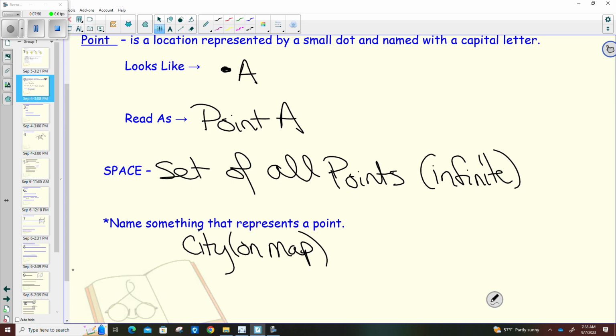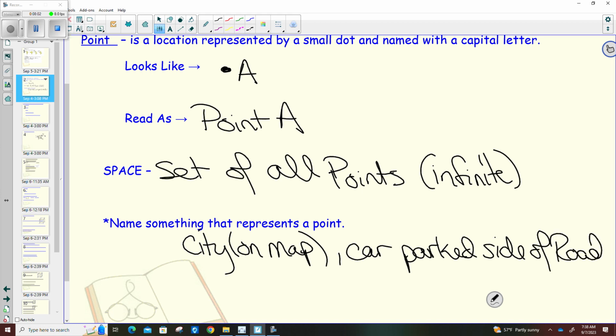He was not the only one that came up with something. Say it louder for me. Car parked on the side of the road. If you're looking at a GPS map, that car looks like a point. One little location in space. In this room, it could be the corner, because the corner is just one single little dot, right?